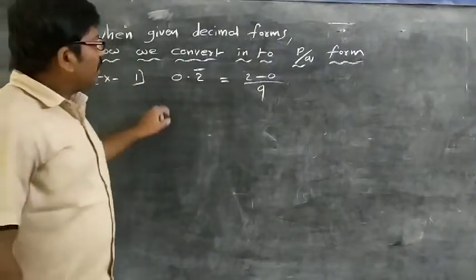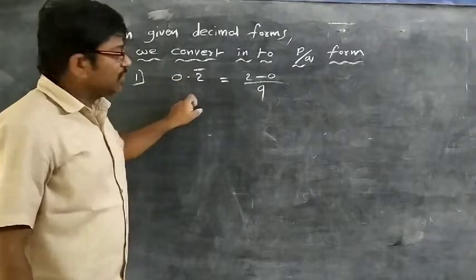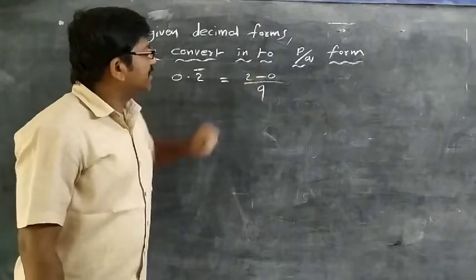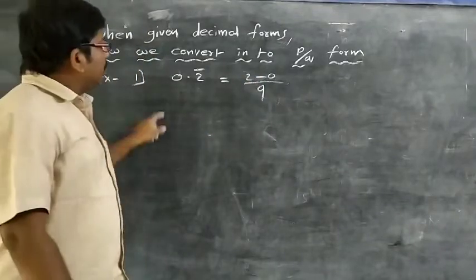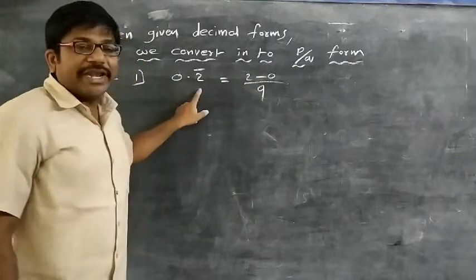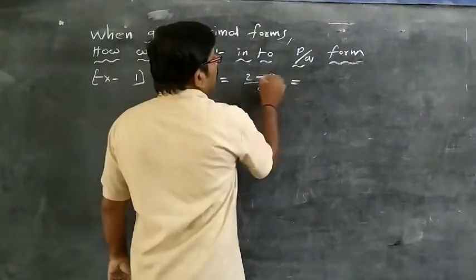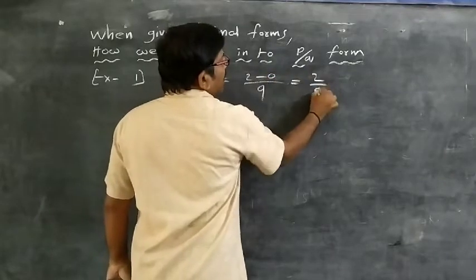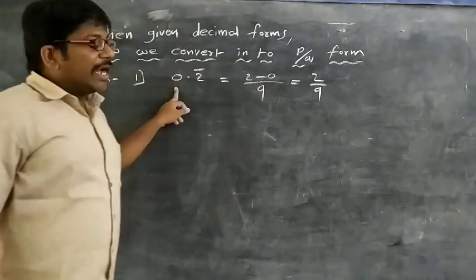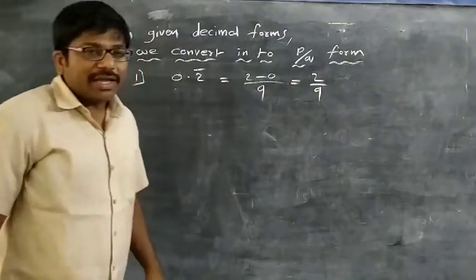Listen once again. First write the total number without bar, without point. That is 2, minus the number without bar, that is 0, divided by, here periodicity is 1, so we keep 9. That is equal to 2 minus 0, 2 by 9. So the P by Q form of 0.2 bar is 2 by 9.